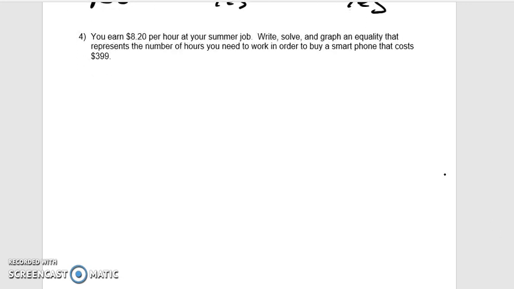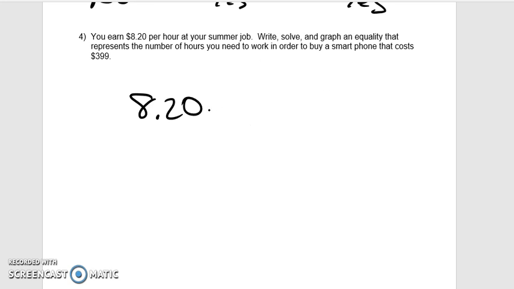All right, so this one here, let's see, we're earning $8.20 an hour. Summer job. Write, solve, and graph an inequality that represents the number of hours you need to work in order to buy a smartphone that costs $399. Okay, so we're getting $8.20 an hour. The idea is if you work 2 hours or 3 hours or 10 hours, what would you do to figure out how much you're getting?